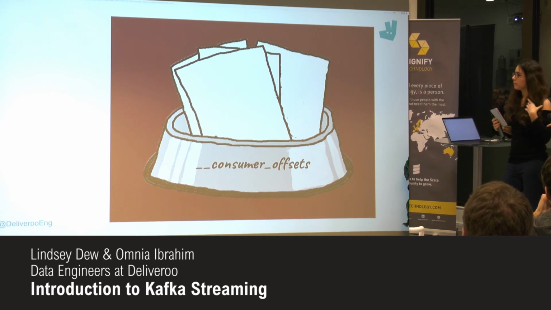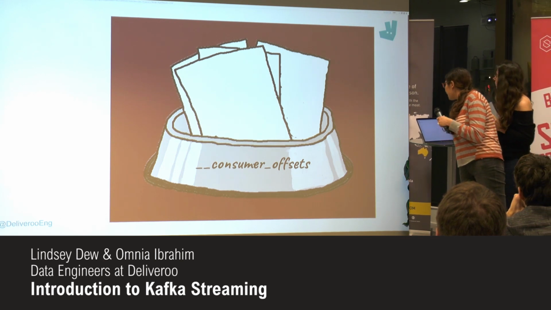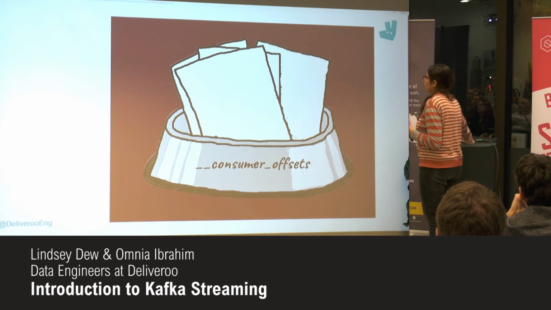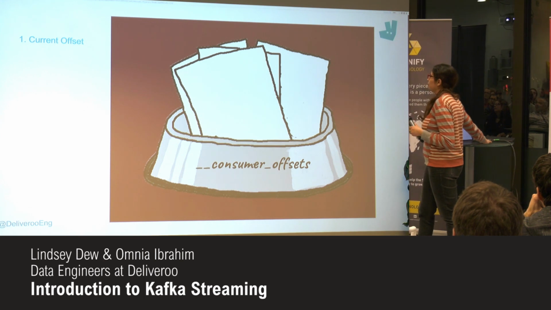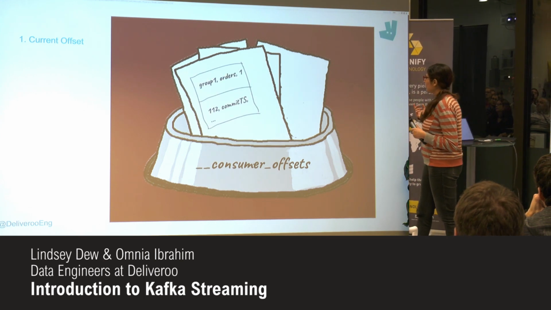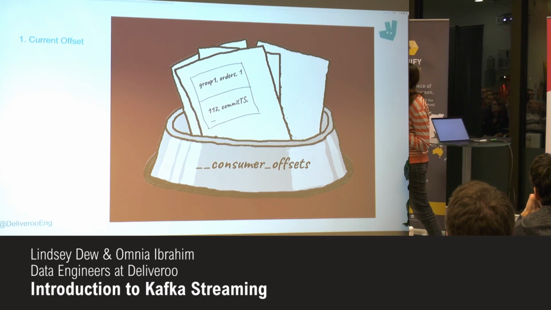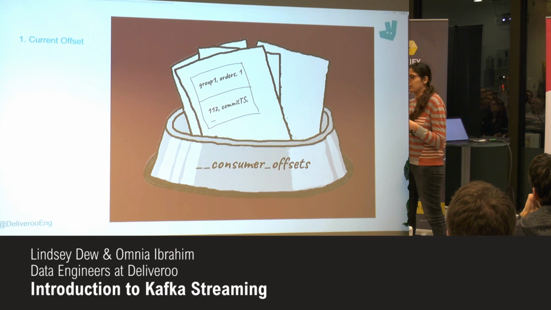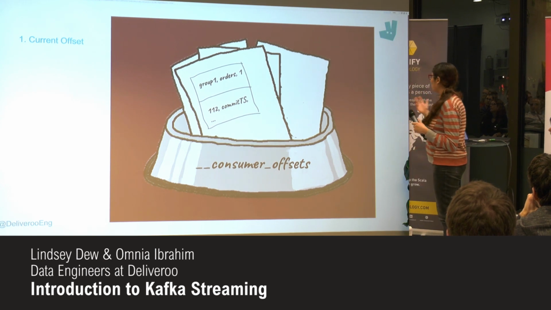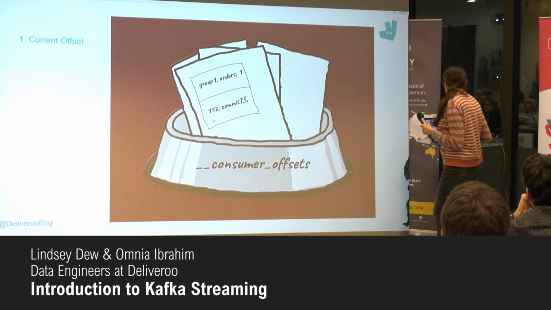But the problem with this topic is that it has two different kinds of data. One can tell you the current offset, which looks like this. It's a record with a key of group ID, topic name, and partition, and the value is where you are, and when was the last time you committed this offset?